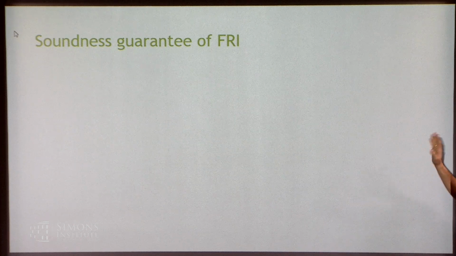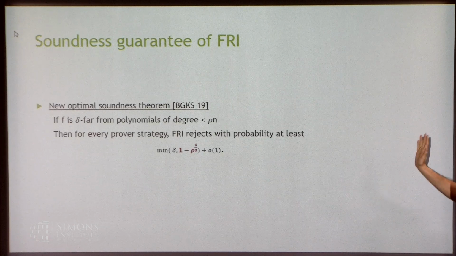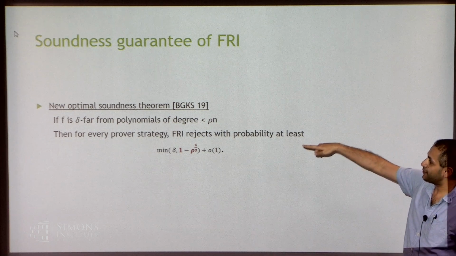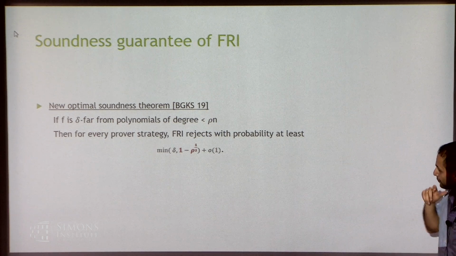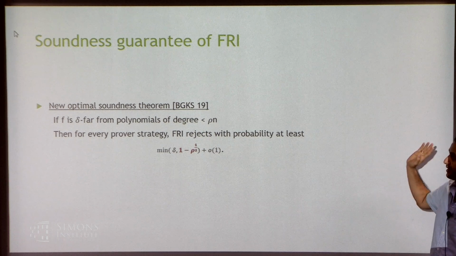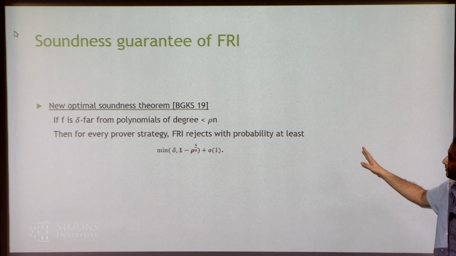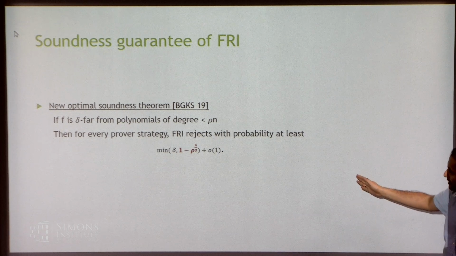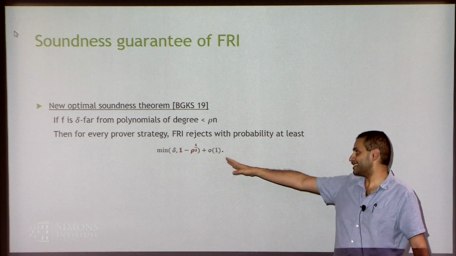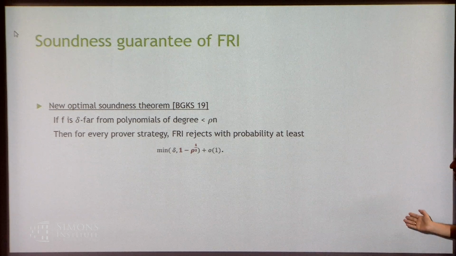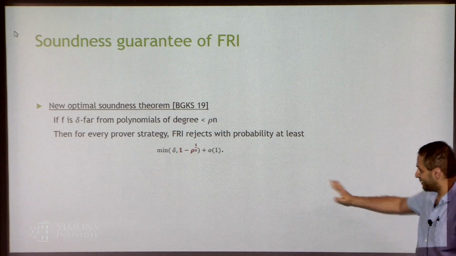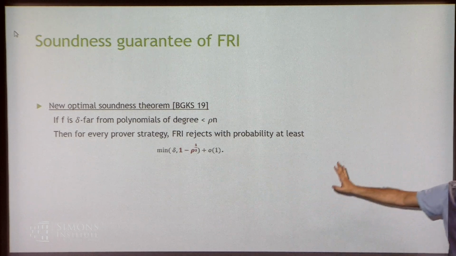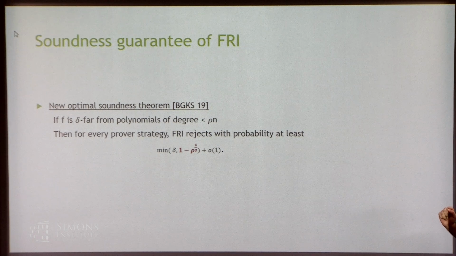So now I'll tell you what the theorem about the soundness guarantee of FRI is. This is what we prove. I forgot to say, this is joint work with Lior Goldberg, Eli Ben-Sasson, and Shubhangi Saraf. The theorem is that, if f is delta far from polynomials of degree rho n, then whatever the prover does, FRI rejects with probability min of delta and some quantity. If rho is a small number, like 0.1, then this min of delta and whatever is just delta, and this is the best you could hope for from this result.